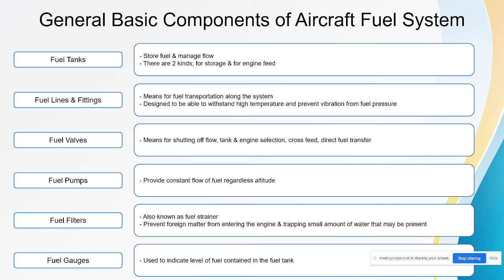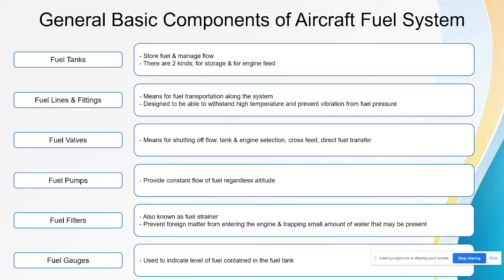So the next components are fuel lines and fittings. Fuel lines and fittings are the means for fuel transportation along the system. Usually they are designed to be able to withstand high temperature and prevent vibration from fuel pressure. This is because fuel is always flowing, so sometimes it may cause vibration due to pressure surging or pressure spikes, something like that.